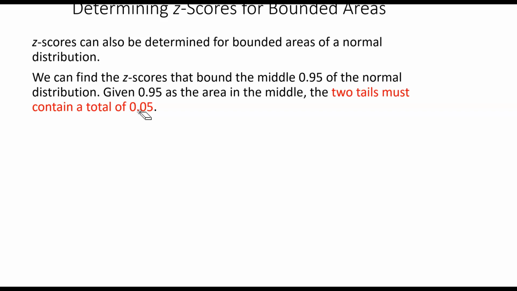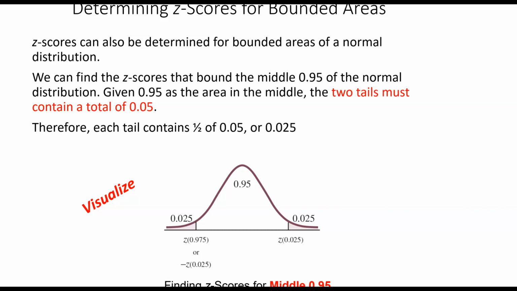So what does that look like in a diagram? Each tail will contain half of 0.05. So the middle 95%, the tails, in a sense, contain the other 5, evenly split 2.5% or 0.025. So that's what bounded areas are used for. And these are found in table 4B.